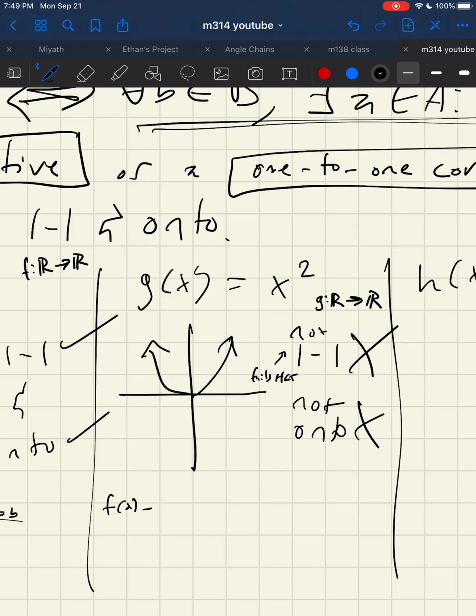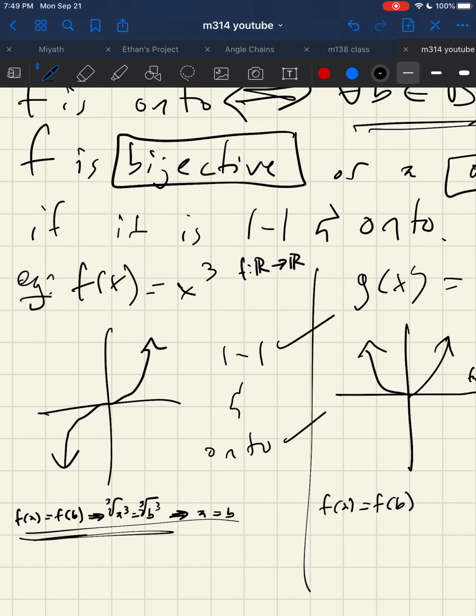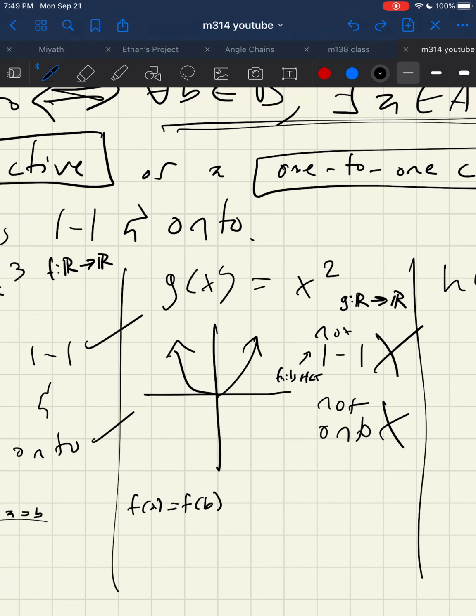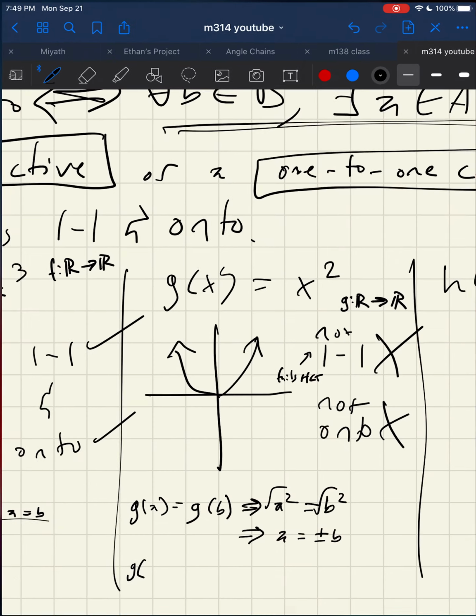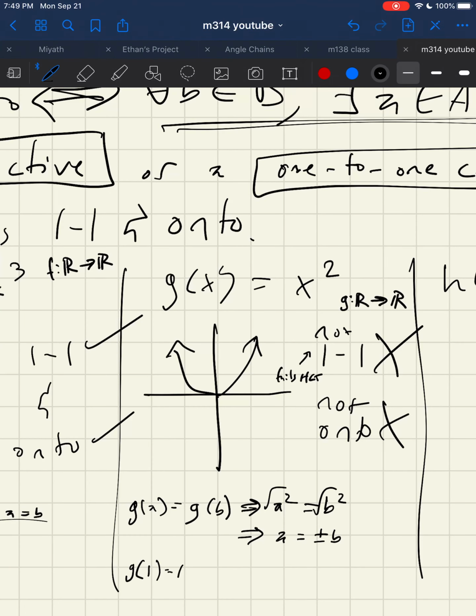But I can also check, what if f of a equals f of b? And this is sort of the companion calculation to this one, like I said I was going to do. Sorry, not f, what if g of a equals g of b? Well, that implies that a squared equals b squared, which implies that a equals plus or minus b, by taking the square root of both sides, but it does not imply that a equals b. In fact, I have that g of 1 equals 1 equals g of negative 1, but 1 doesn't equal negative 1. So this thing's not 1-to-1.